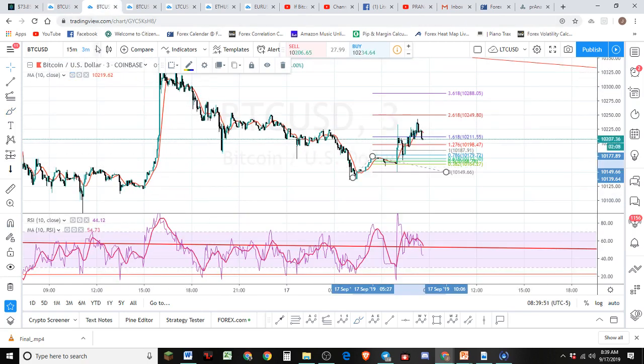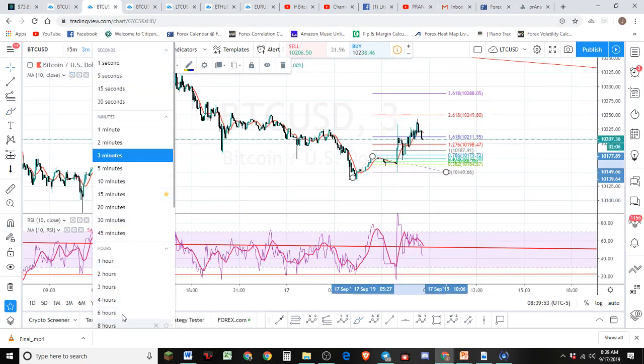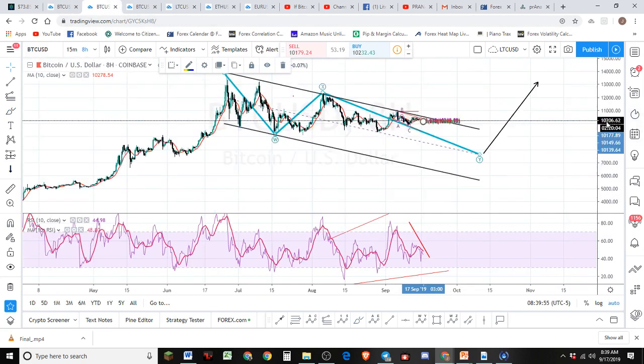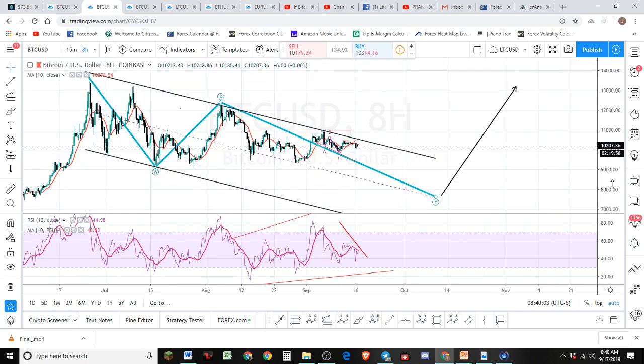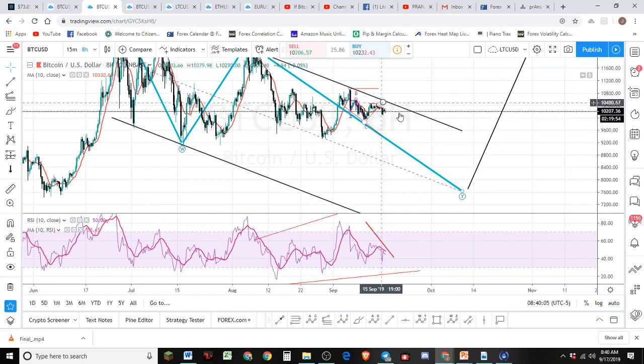If it is a WXY, this is the WXY chart, then we are expecting one more move to the downside. Sorry about that, I'm just clearing it so you can see it a little bit better. You can see how we're in flux right now, right smack in the middle of this count, and it could really go up or it could go down.